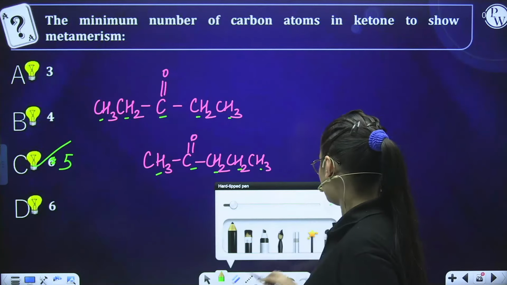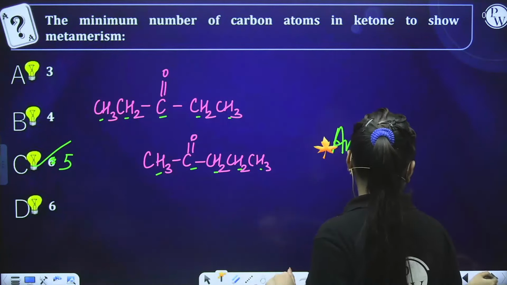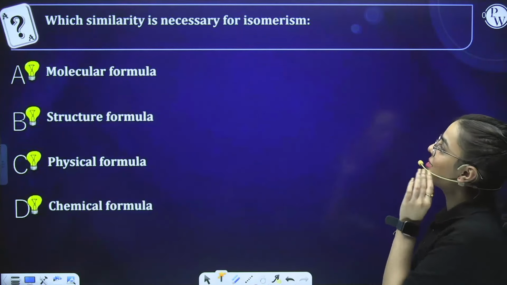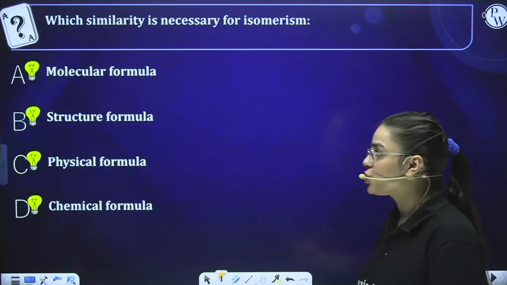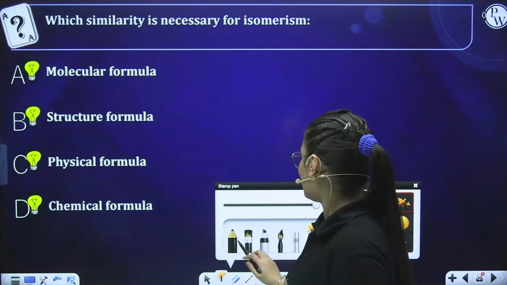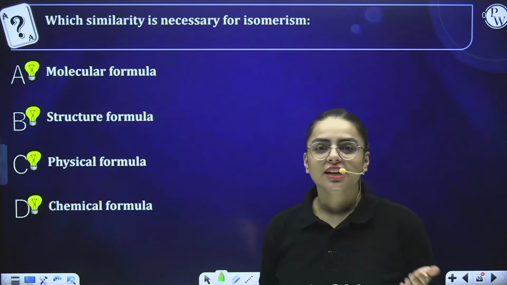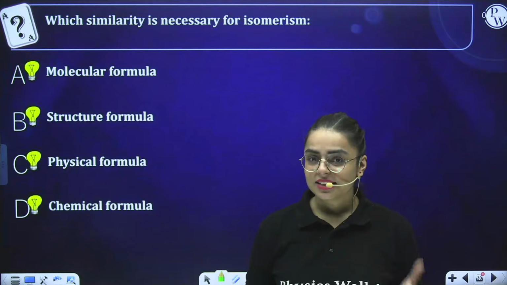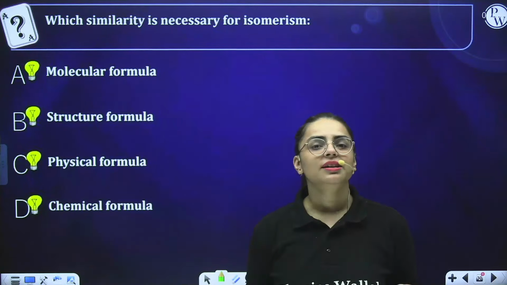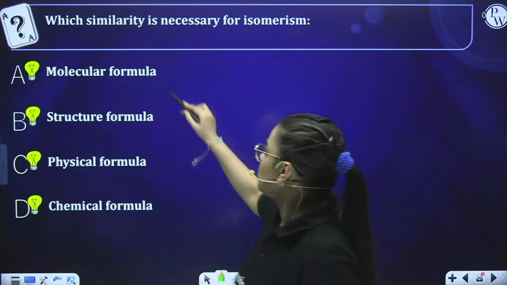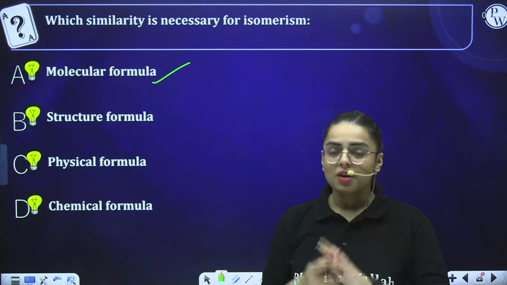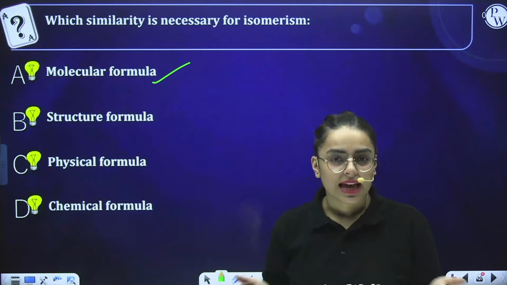Now let us see, students, the next part. Which similarity is necessary for isomerism? A option is molecular formula, B option is structural formula, C is physical formula, while D is chemical formula. So we know that if there is the same molecular formula but at least one different property, it can be either physical or chemical, then it is referred to as isomerism, right? So molecular formula should be same. Clear, students? So this ends our first segment, that is the structural isomerism.